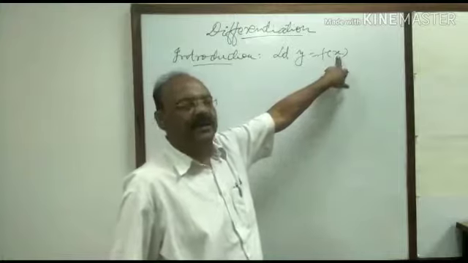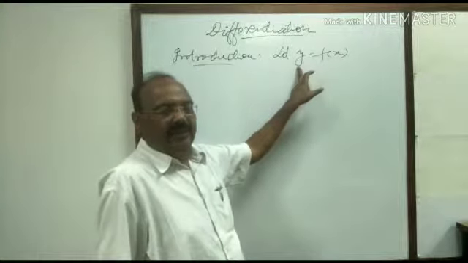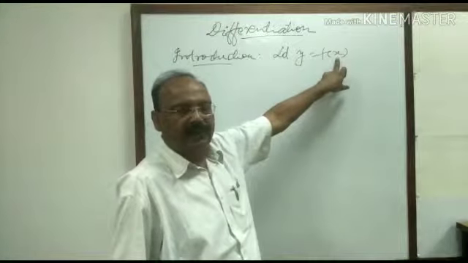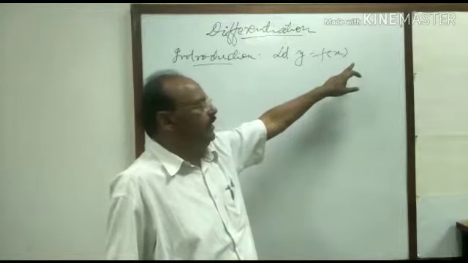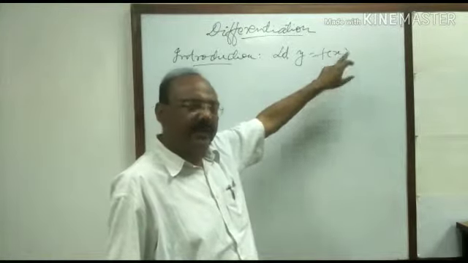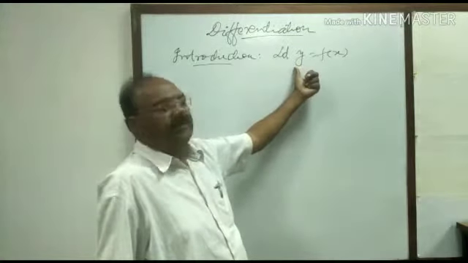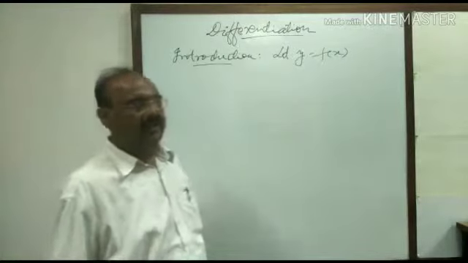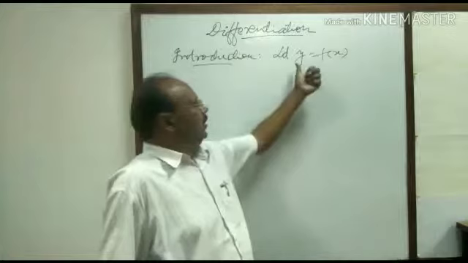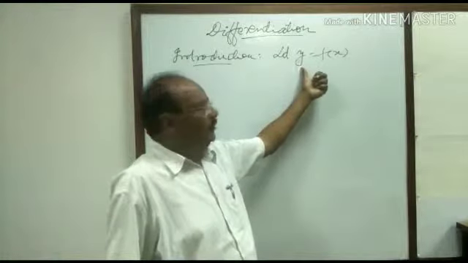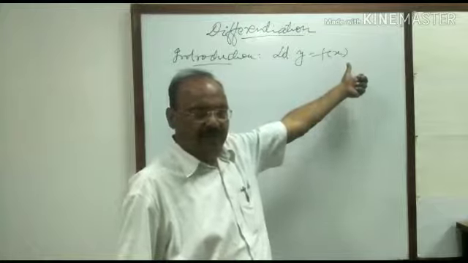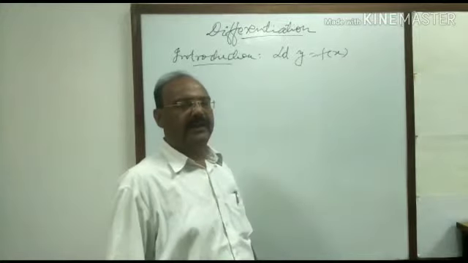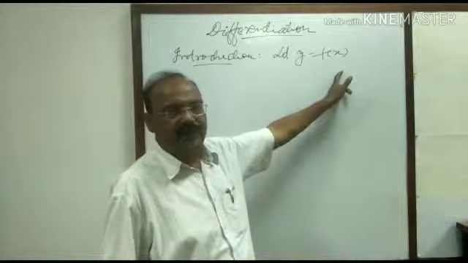Here x is the independent variable and y is the dependent variable. I mean, the value of y depends upon the value of x. So if there is any change, any increment in the value of x, there will be a corresponding change in the value of y also. And differentiation is defined as the rate of change of the dependent variable with respect to the independent variable. I mean, the rate of change of y with respect to x is called the derivative of y with respect to x.